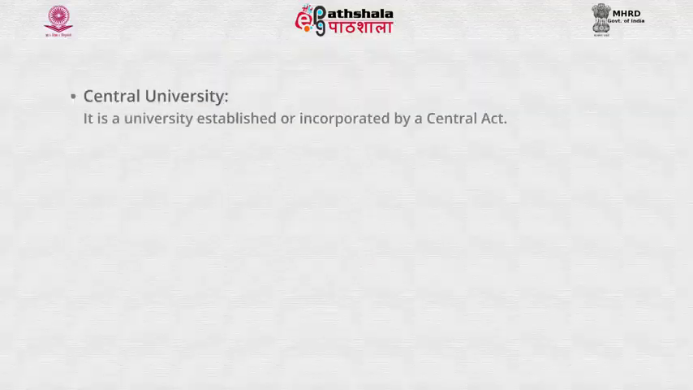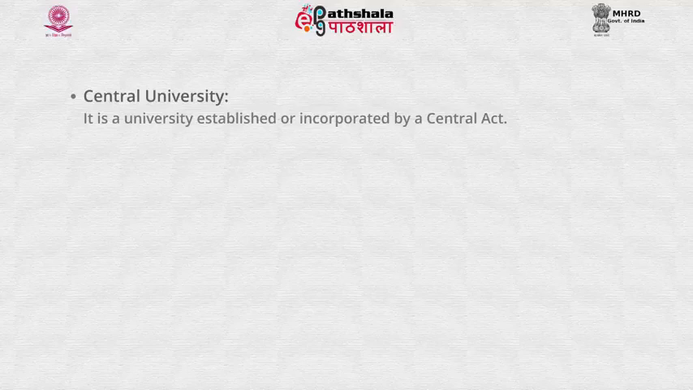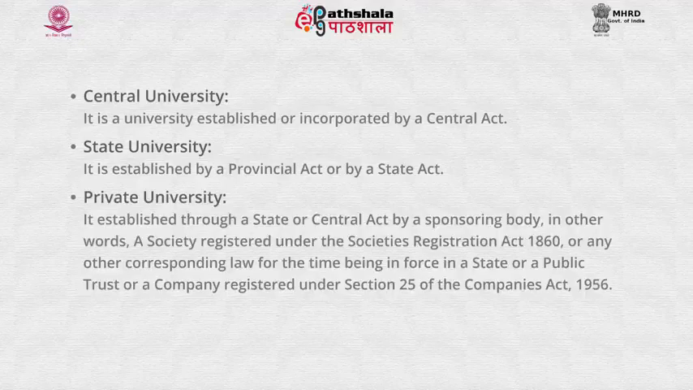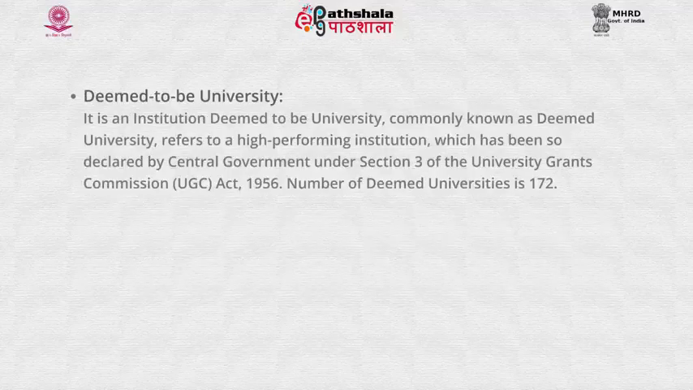Let's discuss these. Central university is a university established or incorporated by a central act. Next is state university, which is established by a provincial act or by a state act. Then there is private university, established through a state or central act by a sponsoring body. In other words, a society registered under the Societies Registration Act 1860 or any other corresponding law for the time being in force in a state or a public trust or a company registered under Section 25 of the Companies Act 1956. Other is deemed to be university.